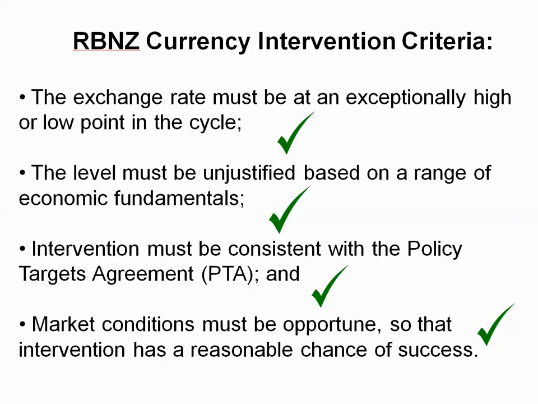Okay, I want to start by going through the Reserve Bank of New Zealand, the RBNZ currency intervention criteria. First, the exchange rate must be at an exceptionally high or low point in the cycle. We'll have a look at a chart and see if that's true, but I've given it a tick. The level must be unjustified based on a range of economic fundamentals. Well, we'll have a look at that as well. Intervention must be consistent with the policy target agreements, which it is. Market conditions must be opportune so that intervention has a reasonable chance of success. Again, I'm going to argue that's the case.